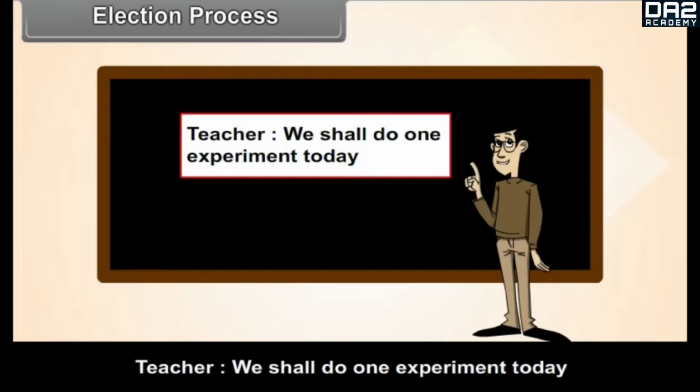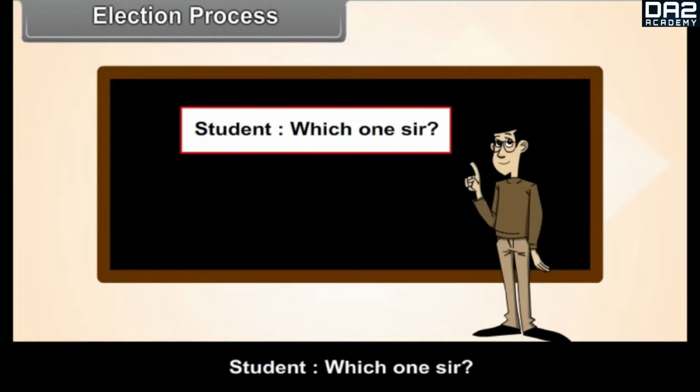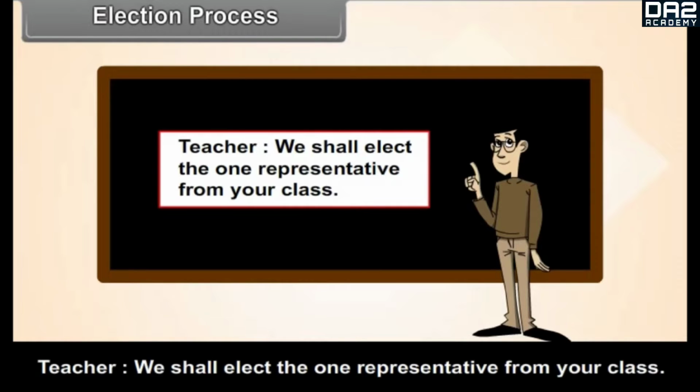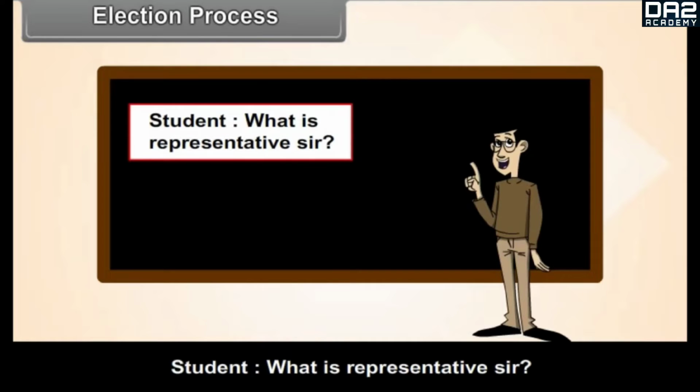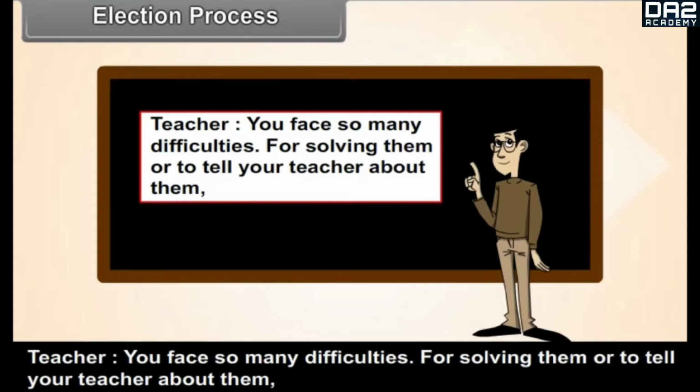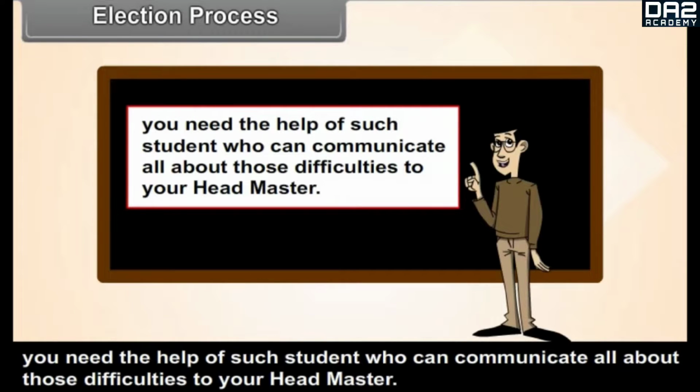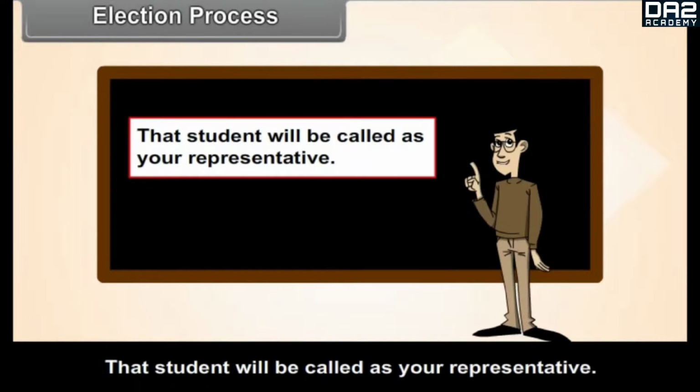Introduction. Teacher: We shall do one experiment today. Student: Which one, sir? Teacher: We shall elect one representative from your class. Student: What is a representative, sir? Teacher: You face so many difficulties. For solving them or to tell your teacher about them, you need the help of such a student who can communicate all about those difficulties to your headmaster.